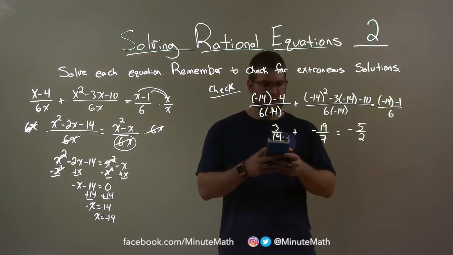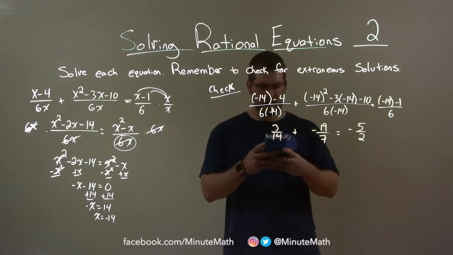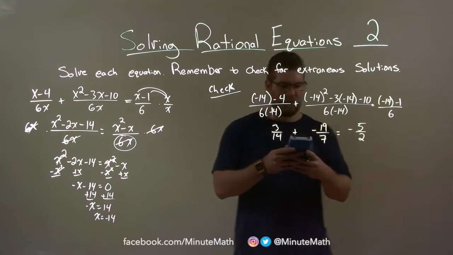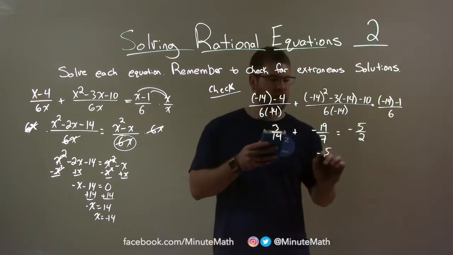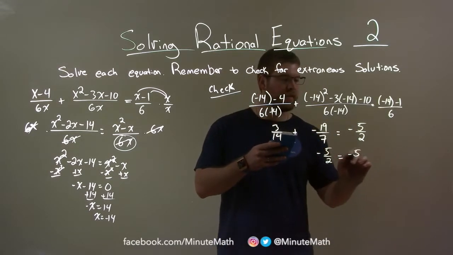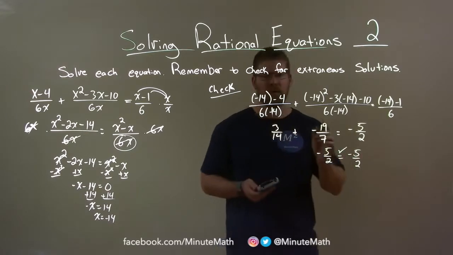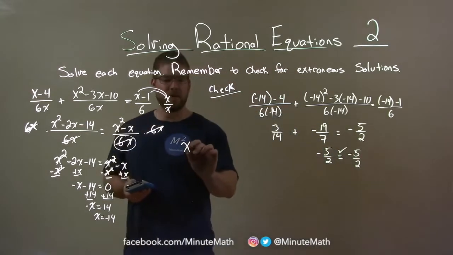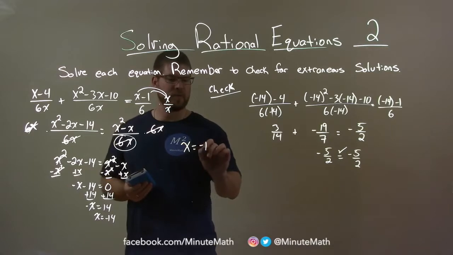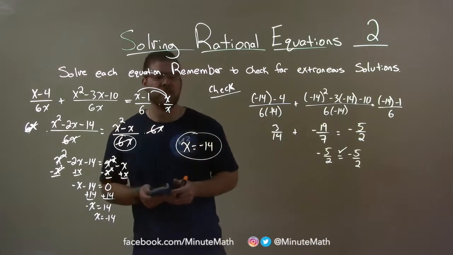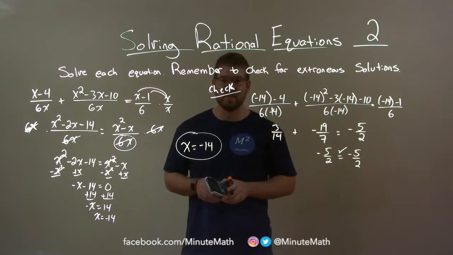3 divided by 14 plus a negative 19 divided by 7, and we get a negative 5 halves here. So the left and right hand side are equal, making our final answer here, the negative 14, true. So here we have a final answer, x equals a negative 14.